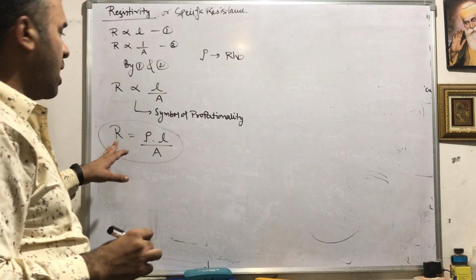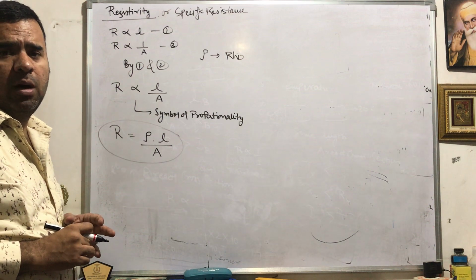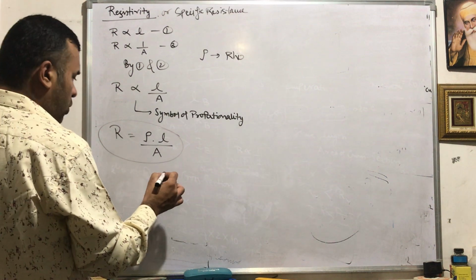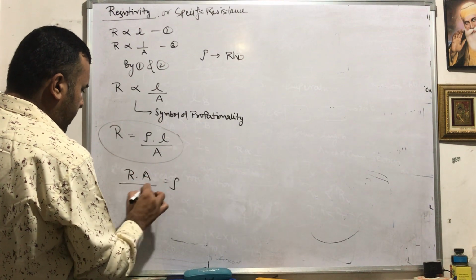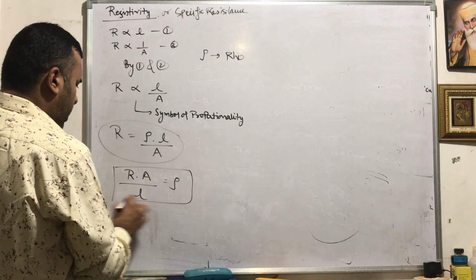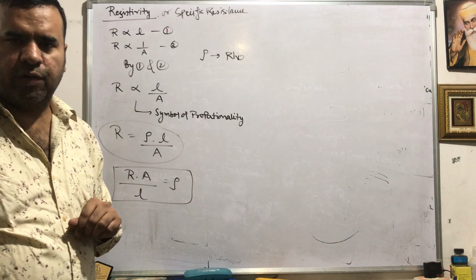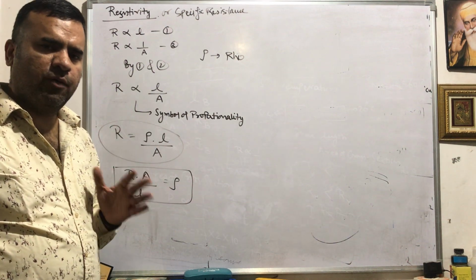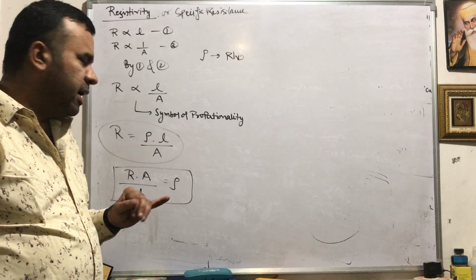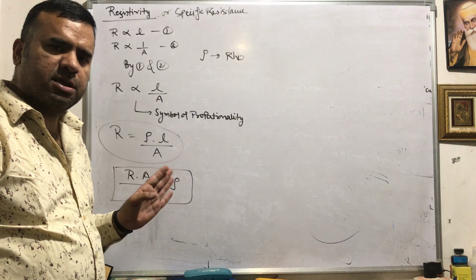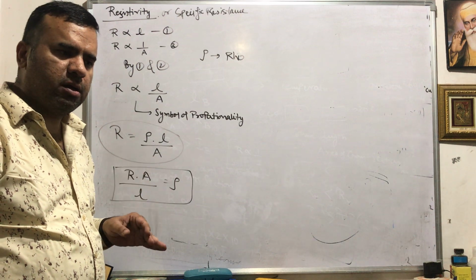The new formula is R is equal to rho into L upon A. And if you want the formula for rho, then it would be R into A by L. Now what is the definition of this resistivity? The other name of resistivity is specific resistance. The definition says it is the product of resistance and area to length of the conductor.